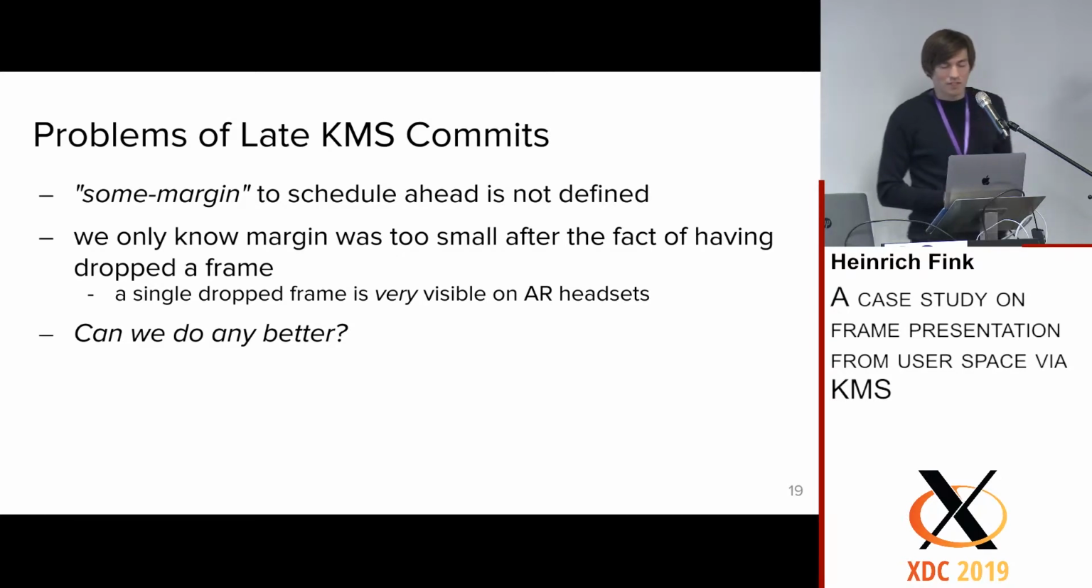So the problem here is really, in summary, that this margin to schedule ahead is not really defined, so you just have to play around with that a little bit. And as also mentioned by Keith before, we only know this margin is too small after the fact of having dropped a frame. And a single dropped frame is surprisingly annoying with an AR headset. It's actually even more annoying when a previous frame is shown again. It would be better to just show nothing. But as the brain is, it's easier for the brain to interpolate different signals if it's not repeated, because otherwise you get very jagged motion. So the question is, what can be done to make this better? And I think some suggestions had been made in the previous talk.